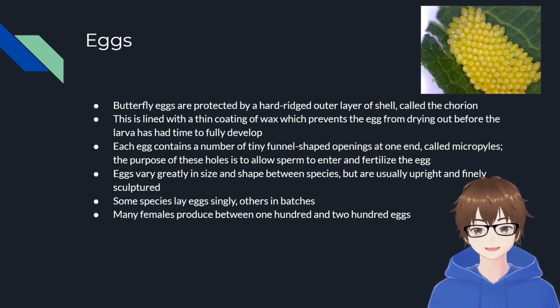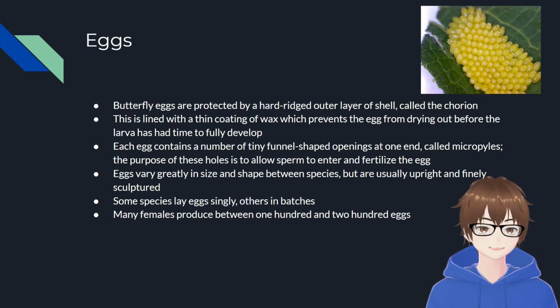Butterfly eggs are protected by a hard, rigid outer layer of shell called the chorion, and they are lined with a thin coating of wax, which prevents the egg from drying out before the larva inside has fully developed. Each egg contains a number of tiny funnel-shaped openings on one end called micropyles. The purpose of these holes is to allow the sperm to enter and fertilize the egg.